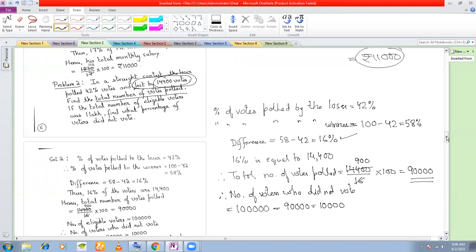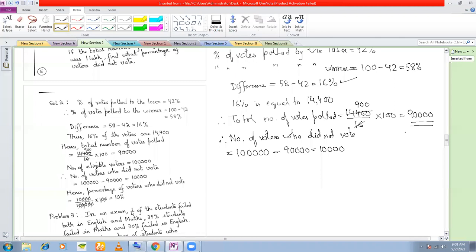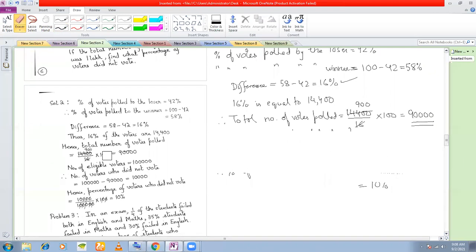Question is, find the percentage who did not vote. If 10,000 did not vote and the total number of voters were 1 lakh, so what percentage did not vote? Therefore, percentage of voters who did not vote is 10,000 did not vote, and how many could have voted? 1 lakh into 100. So you cancel the zeros, 4 zeros you can cancel. And 1 0 you can cancel. So you get 10%. So 10% did not vote. Clear with this or any question on this problem? Sir, no problem.